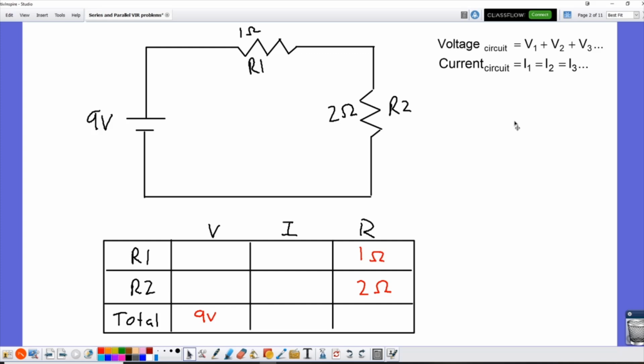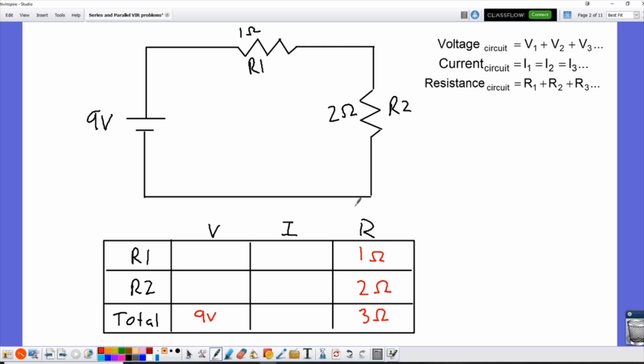And the final rule that we have for series is resistance. Okay, so we know that the total resistance of the circuit is going to be additive. So we're going to have to add resistor 1 plus resistor 2, and that's going to give us the total resistance. So now what we can do is come back to this and see if we can add this up. So 1 ohm plus 2 ohms gives us, of course, 3 ohms. So that's the total resistance.